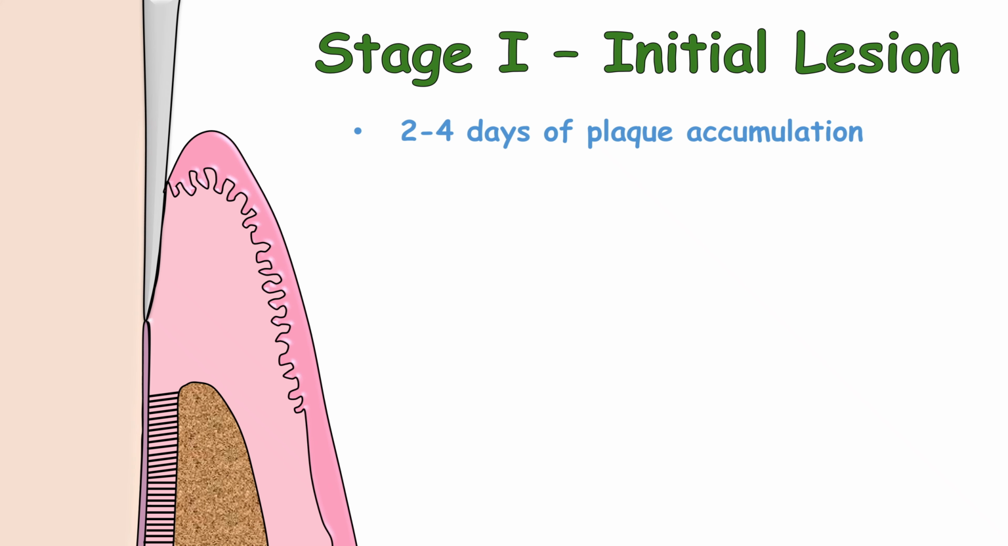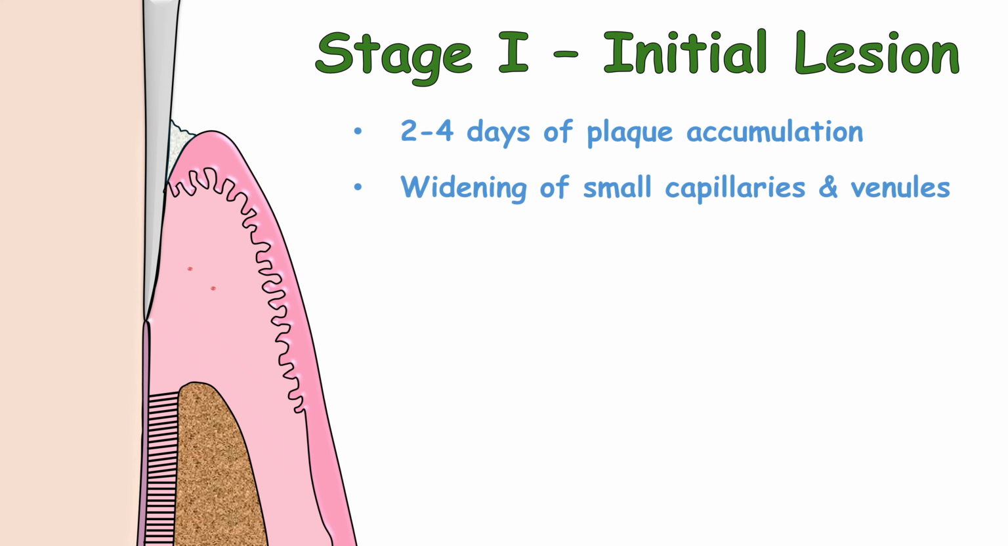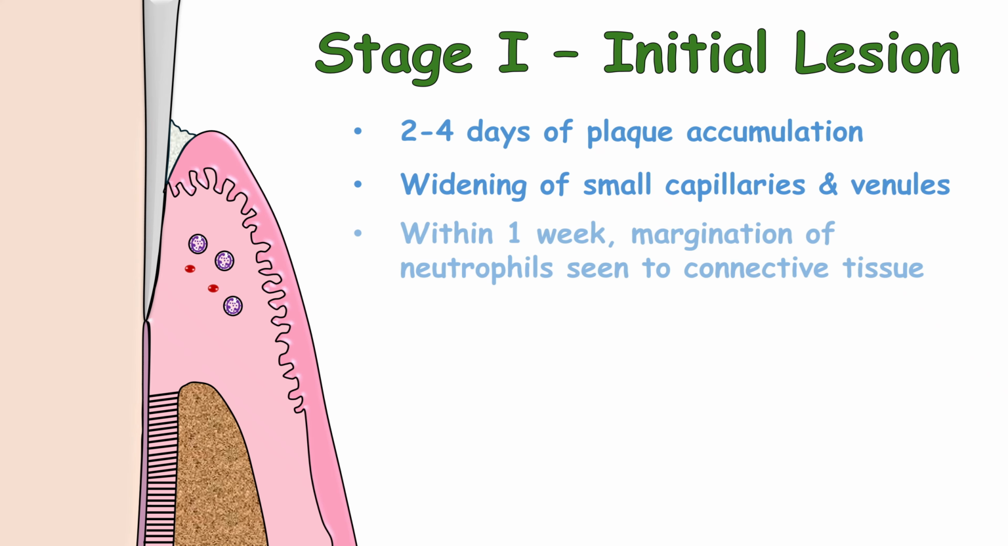First stage is initial lesion. It occurs 2 to 4 days after plaque accumulation. This is plaque. Here, the widening of small capillaries and venules is seen. Within 1 week, neutrophils marginate into the connective tissue by means of diapedesis.